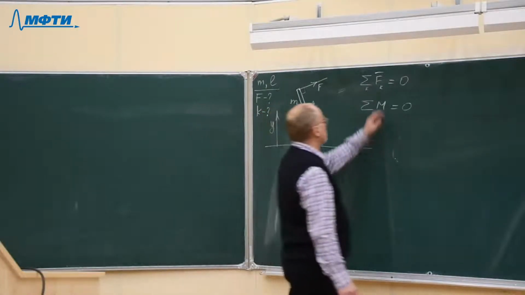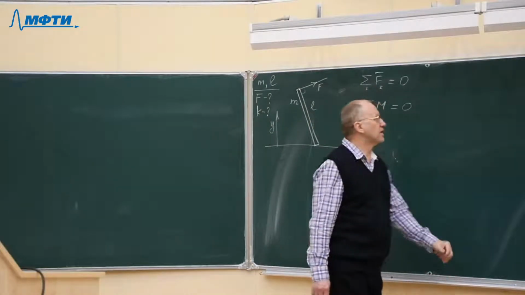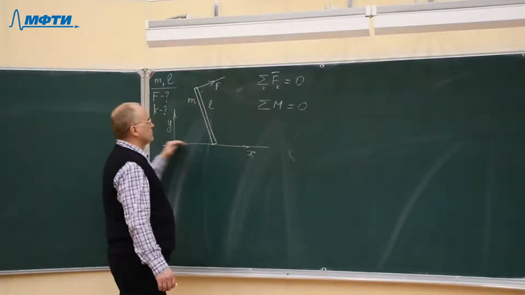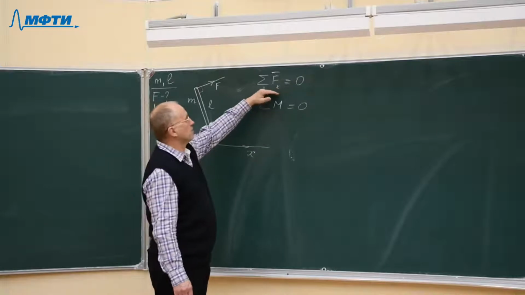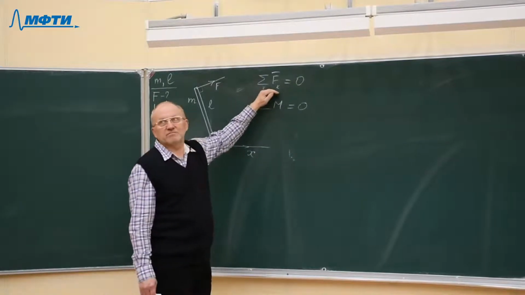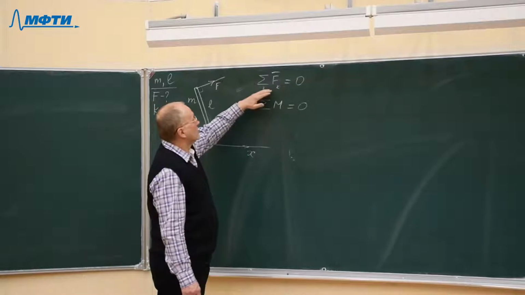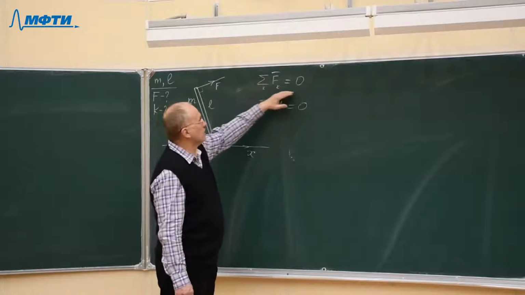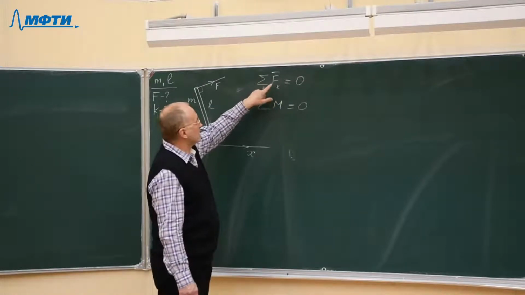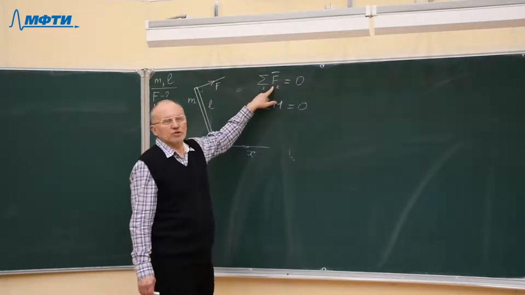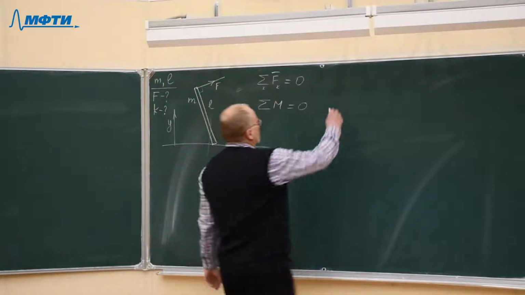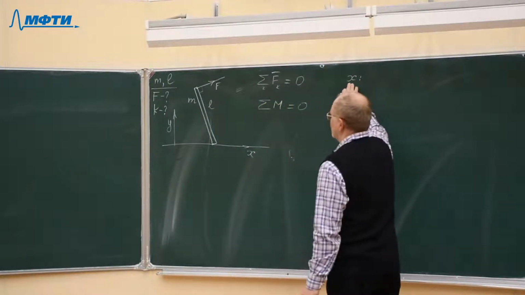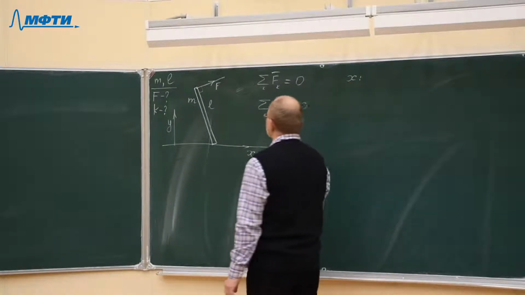So if we consider the vector sum of all forces, then the x component of all forces must also satisfy this condition. If all vectors added to one another give 0, then all the x components of these vectors will also give 0. So we consider all the components of all the vectors along the x-axis, along horizontal axis.